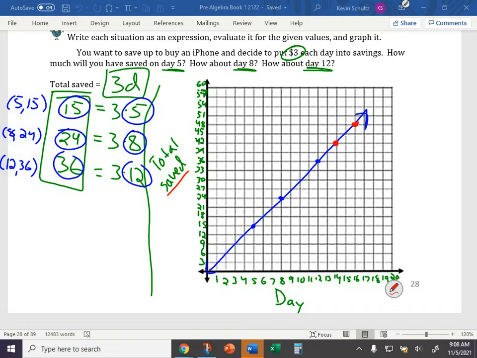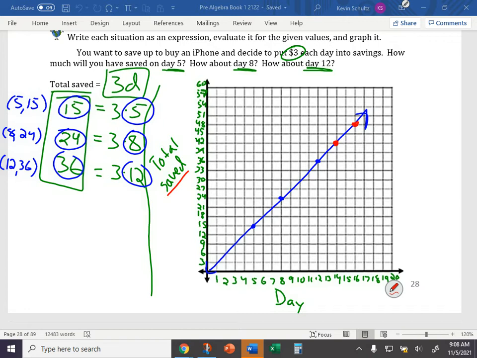Cade. So would the total saved be $36? On day 15 or on day 12, yes. If we're asking about day 20, it'd be a different total saved, right? Because we're saving longer. Okay? Questions on this?